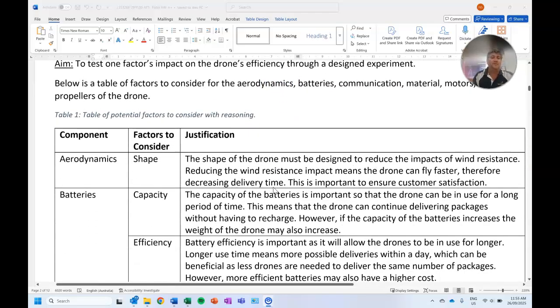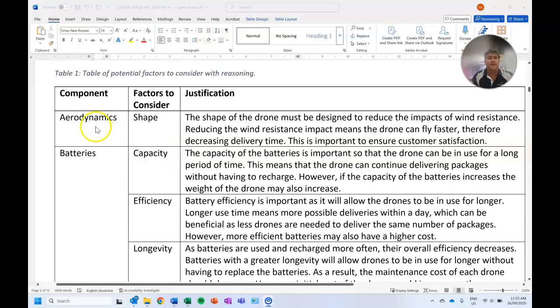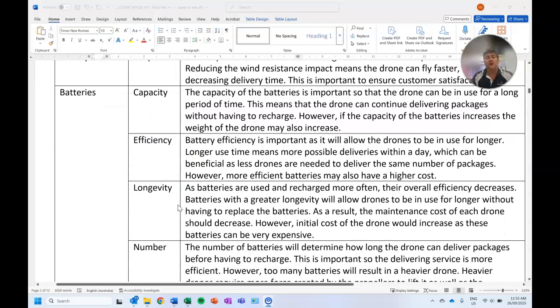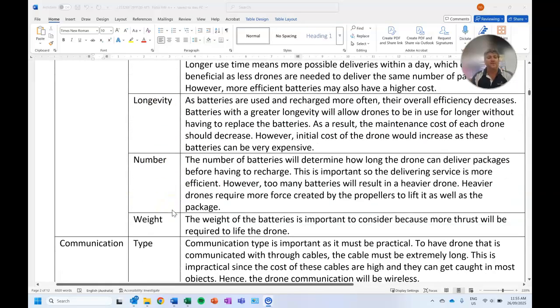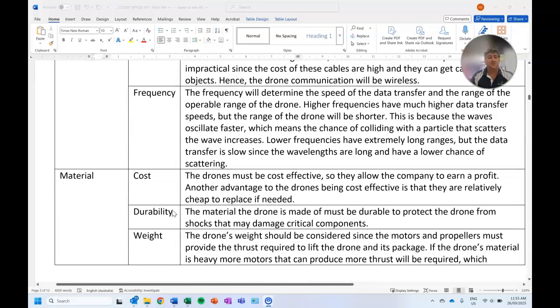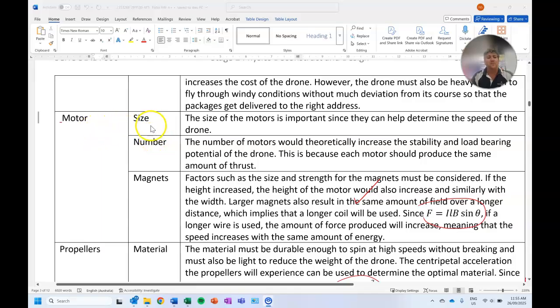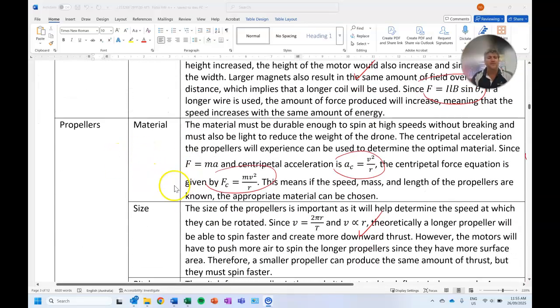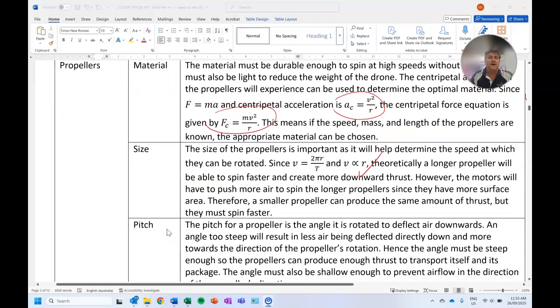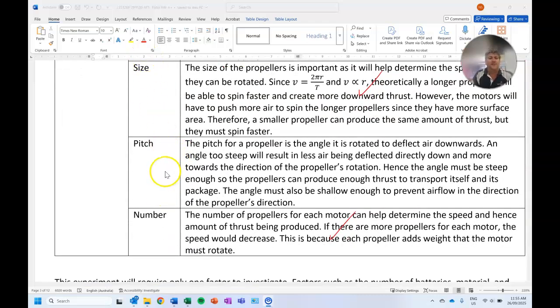So this student, Ryan, has talked about aerodynamics. He's talked about the batteries on the drone: capacity, how much runtime you're going to get, how efficient they are. So good tech, bad tech, good wiring, bad wiring, the number of batteries, their weight, how to control and communicate with the thing, materials, and then down here we've got the motors on the drone: how big, how many, how strong the magnets are, so how good the quality of them is. And then the propellers: what are they made of? Heavier ones are going to weigh more, so they've got to generate more lift to lift themselves. Also how big they are, what the pitch of them is, so is it a shallow angle?